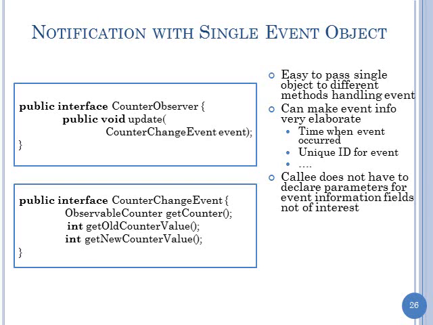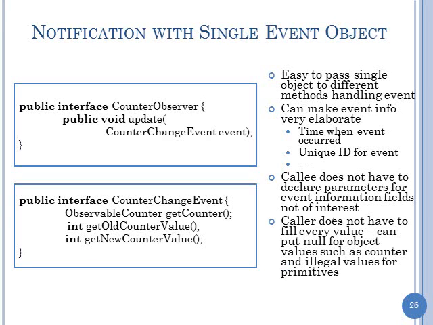So the callee does not have to declare parameters for event information fields not of interest. It doesn't even have to know about them. There are these objects that Java supports, and honestly, I don't know how they're broken up, all the fields in it. I just extract what I care about. Okay? And the caller also does not have to fill every value. It can just put nulls in things it doesn't want to send. So if somebody wants the time, it says, I'm just going to pass null. Okay? So I won't even initialize it. So we can define this generic type and use only those aspects that are really needed for that application.